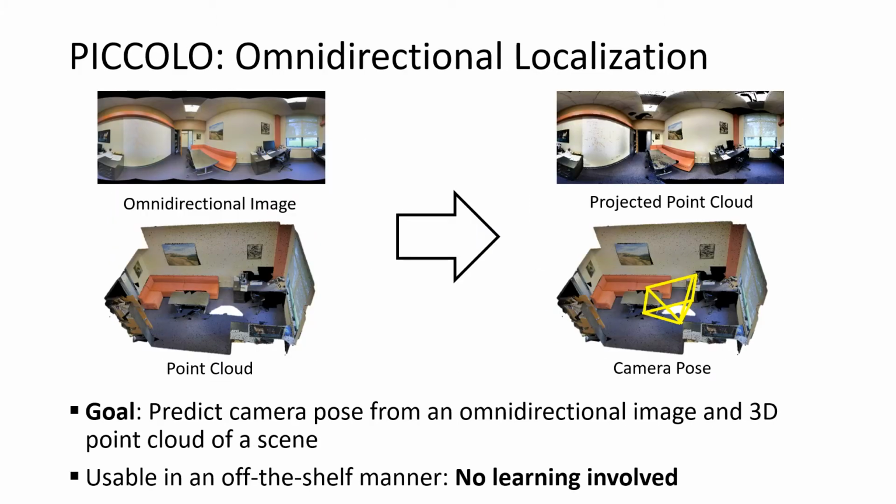We present PICCOLO, a simple, efficient algorithm for omnidirectional localization. Given a 2D omnidirectional image and 3D point cloud of a scene, we aim to predict the camera pose. Our method works in an off-the-shelf manner and does not require any training of neural networks or ground truth poses of images.